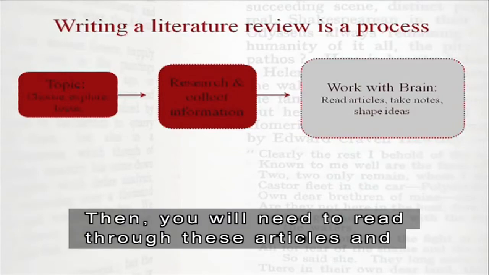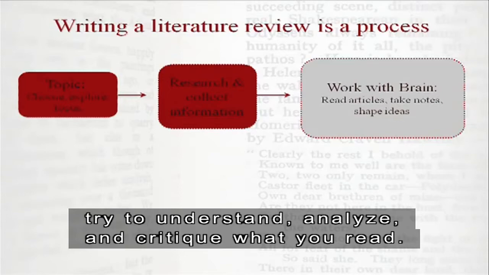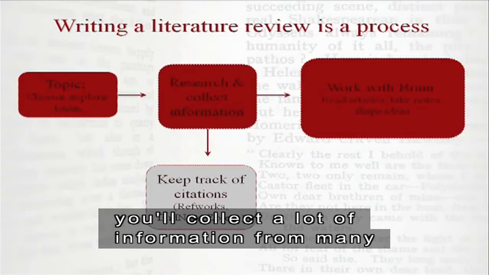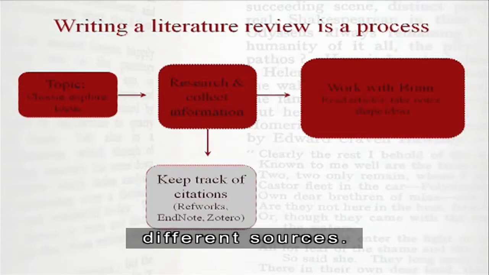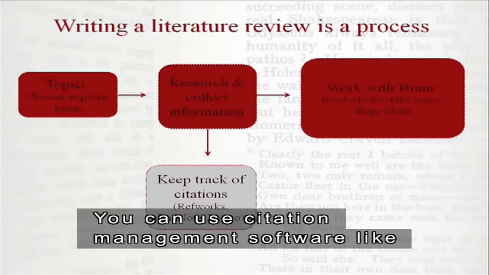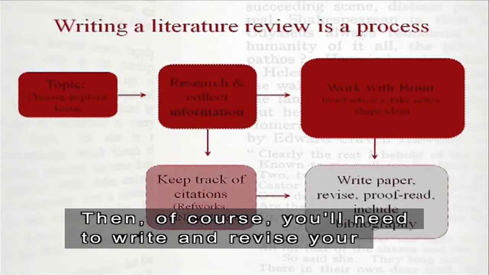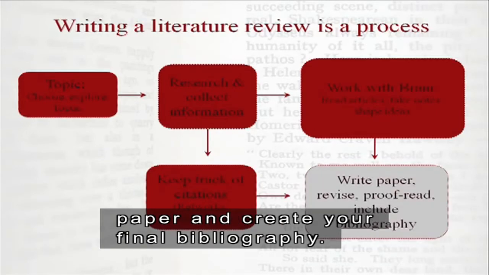Then you will need to read through these articles and try to understand, analyze, and critique what you read. While researching and organizing your paper, you'll collect a lot of information from many different sources. You can use citation management software like RefWorks, EndNote, or Zotero to help you stay organized. Then, of course, you'll need to write and revise your paper and create your final bibliography.